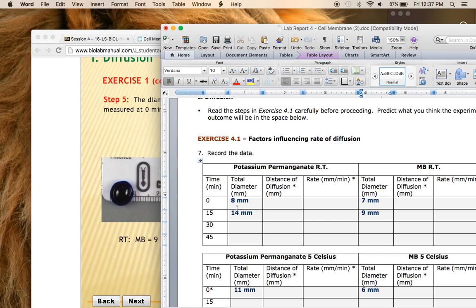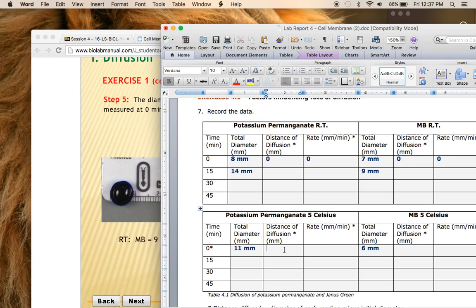Now, what we're trying to measure here is the distance of diffusion and the rate. So initially, for this first one at time 0 minutes, there is no diffusion, so there's 0, because this is basically the baseline. This is where we're starting, so the rate would also be 0. Same thing for the others at time 0. Nothing has happened yet, so there hasn't been any diffusion, so there's no distance to measure, and there is no rate.